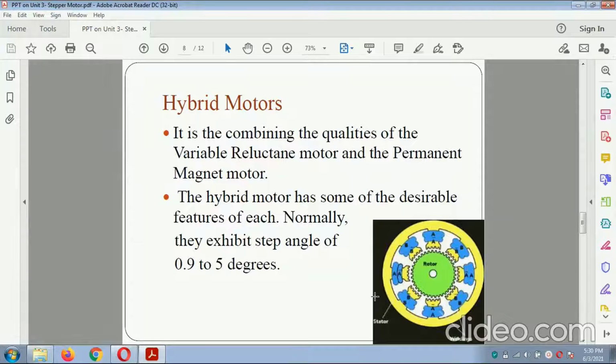Hybrid motor. It is a combination of the qualities of the variable reluctance motor and the permanent magnet motor. The hybrid motor has some of the desirable features of each. Normally they exhibit a step angle of 0.9 to 5 degrees.